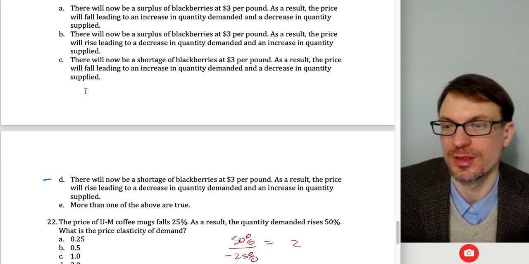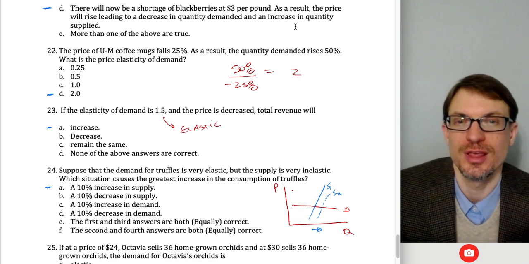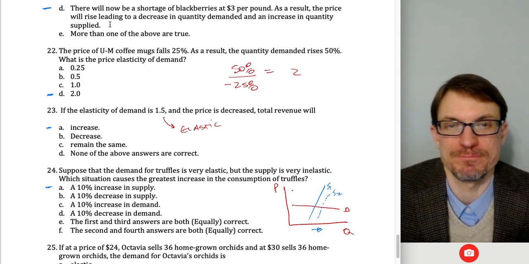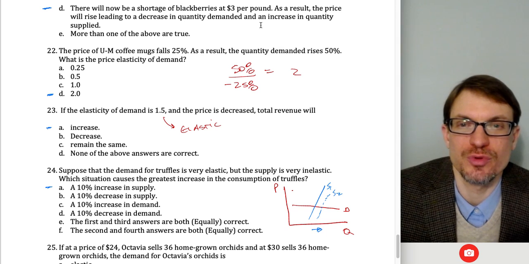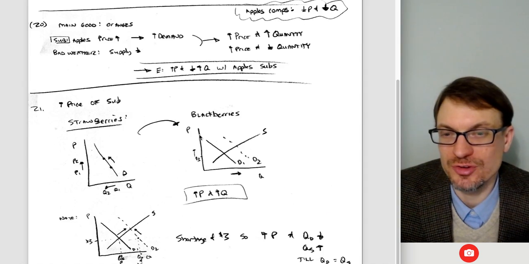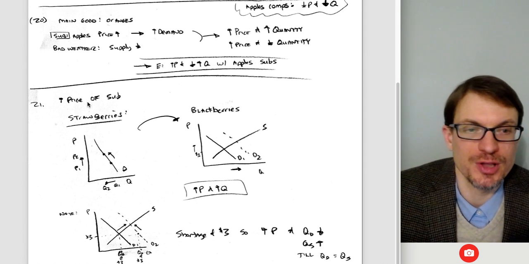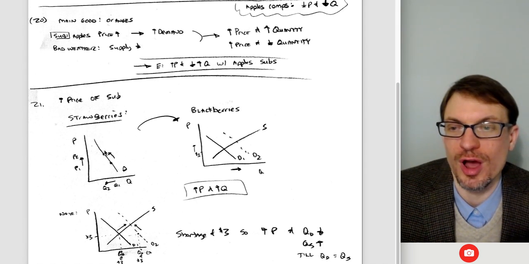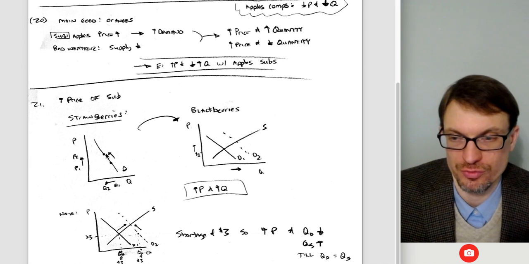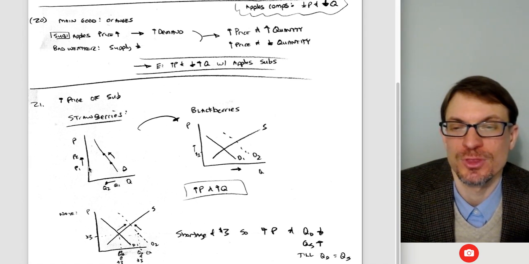Switch over. There'll be a shortage of blackberries at $3 per pound, and as a result, the price has to rise, which will decrease quantity demanded and increase the quantity supplied. And the picture for that is this one right here. So we have an increase in the price of a substitute. Relative to strawberries, we've got price rises, quantity demanded of strawberries falls.